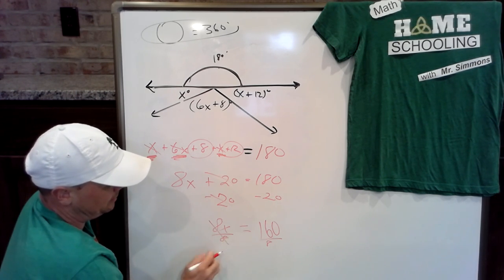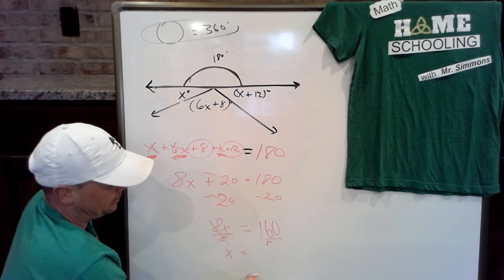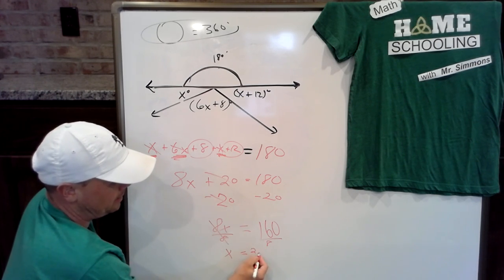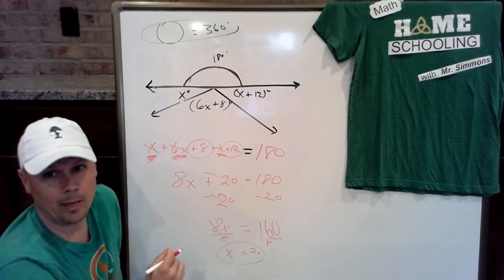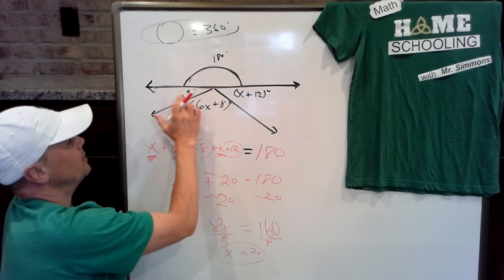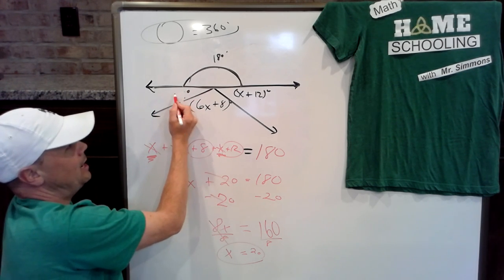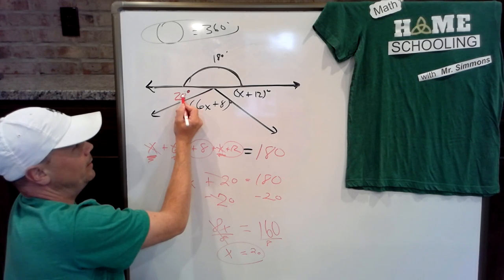8x divided by 8 gives me just the x value. X. 160 divided by 8 is worth 20. So now we get x equals 20. Once we get x equals 20, we know that this right here is automatically going to go in for that, and that is a 20-degree angle right there.